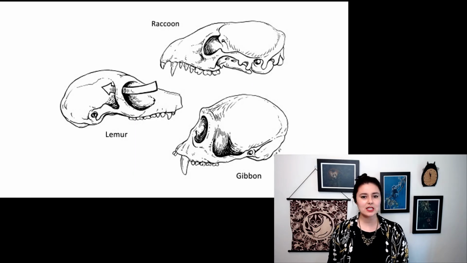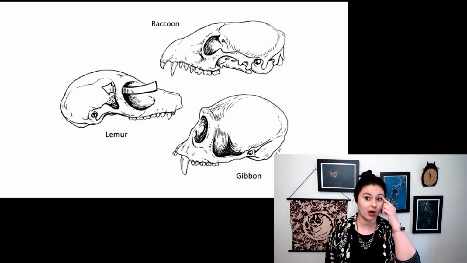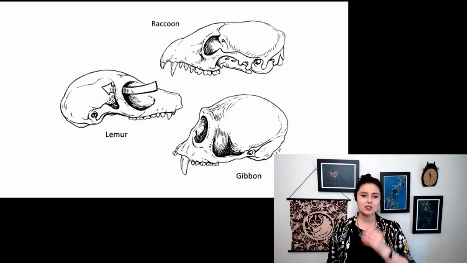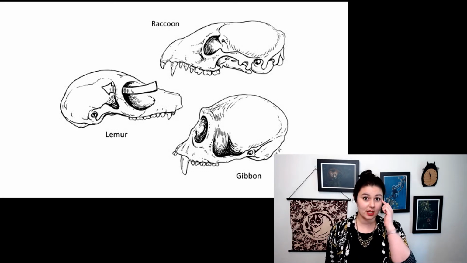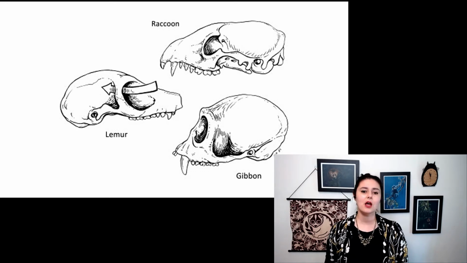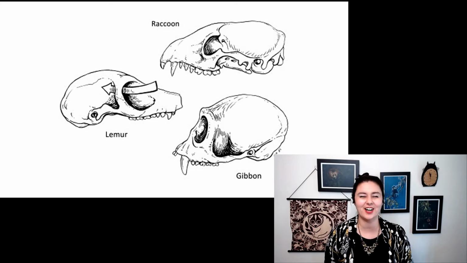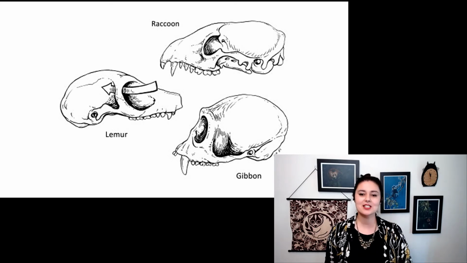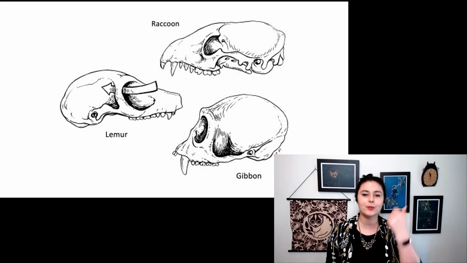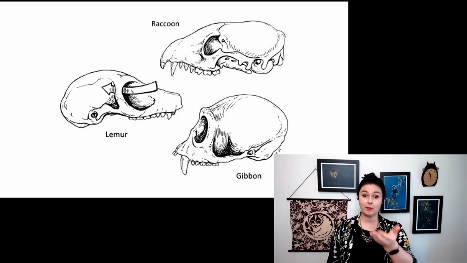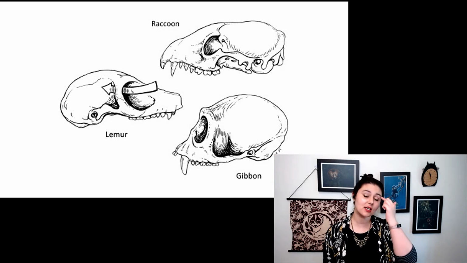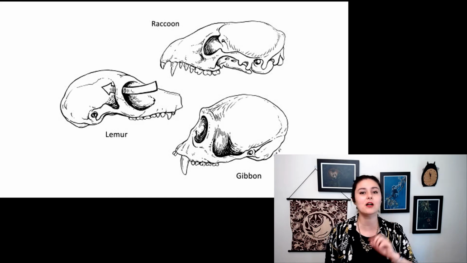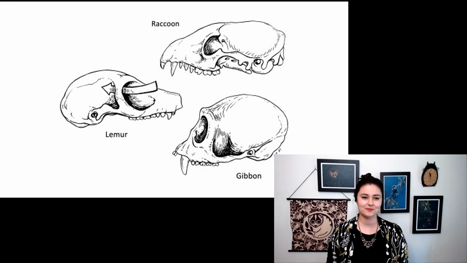So you can see the difference between a post-orbital bar and full post-orbital closure. You can see on this lemur here, there's a full ring around where their eye would be in this skull, but you could actually poke your finger all the way through that eye socket. But in this gibbon, you can't. There's full post-orbital closure there. But if you compare it to the raccoon, there's actually an open space on the side of their skull right near that eye socket.